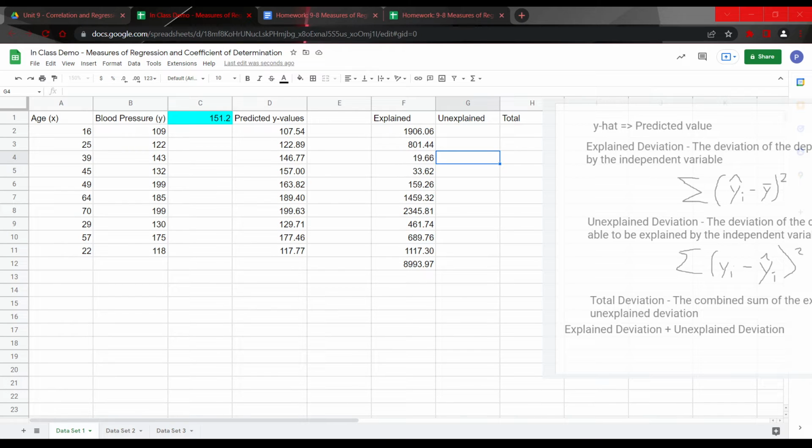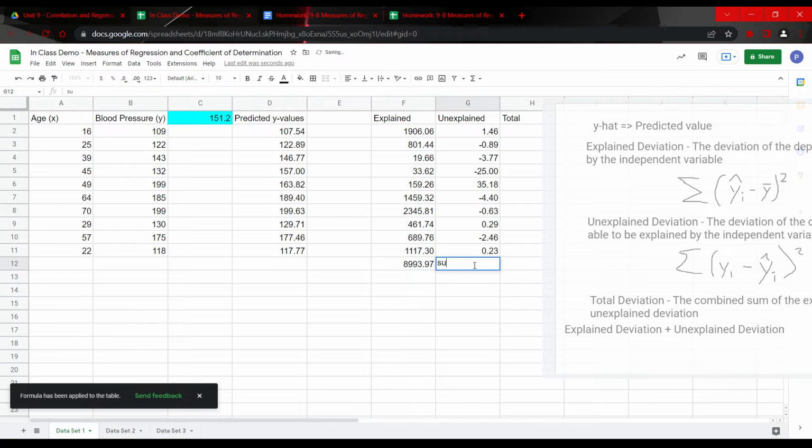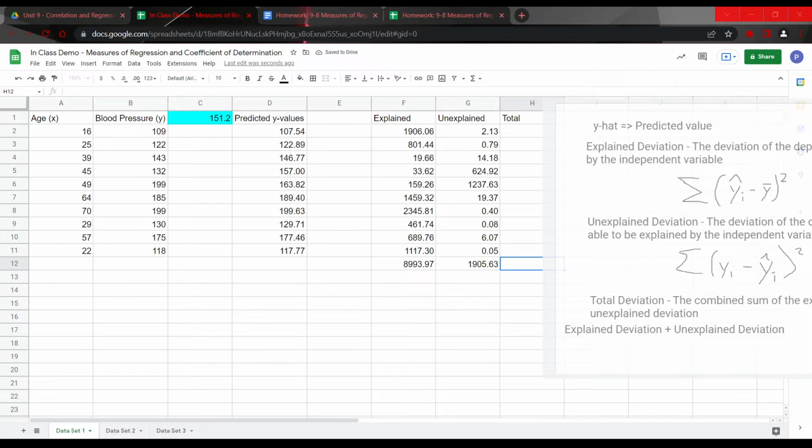For unexplained deviation, it will be each of the actual y values minus the y hat. So equals each of the actual y values, so the data that is given, minus my predicted values. And again, I can autofill that. This last one, I also need to square these, right? So I need to square all of these, and I need to add these all up. Again, gonna lower the decimal points. Okay. And that's pretty much all I need to do here.